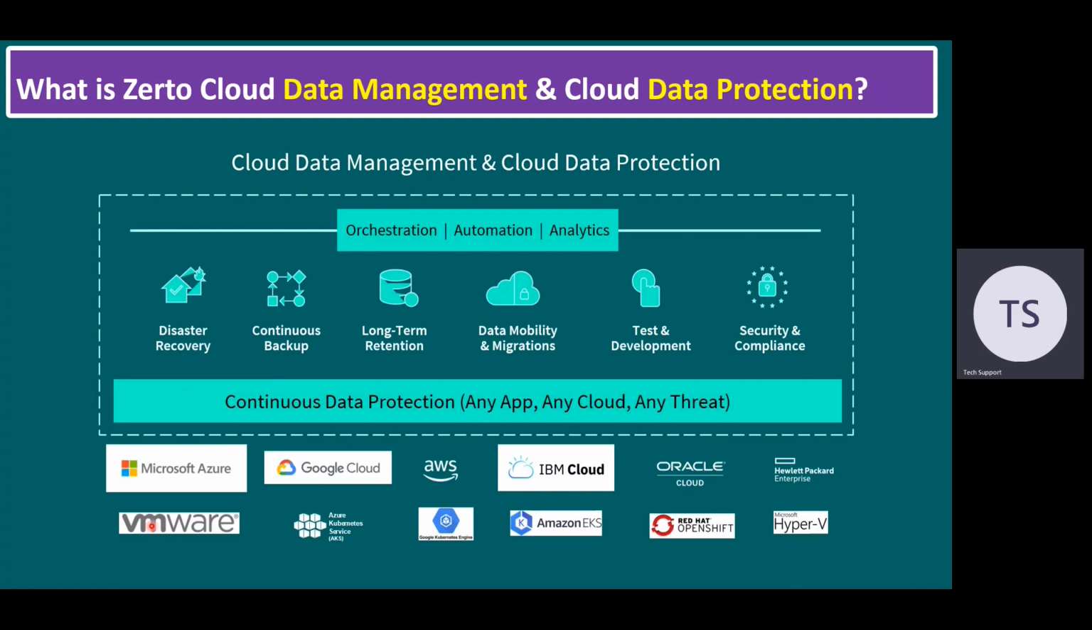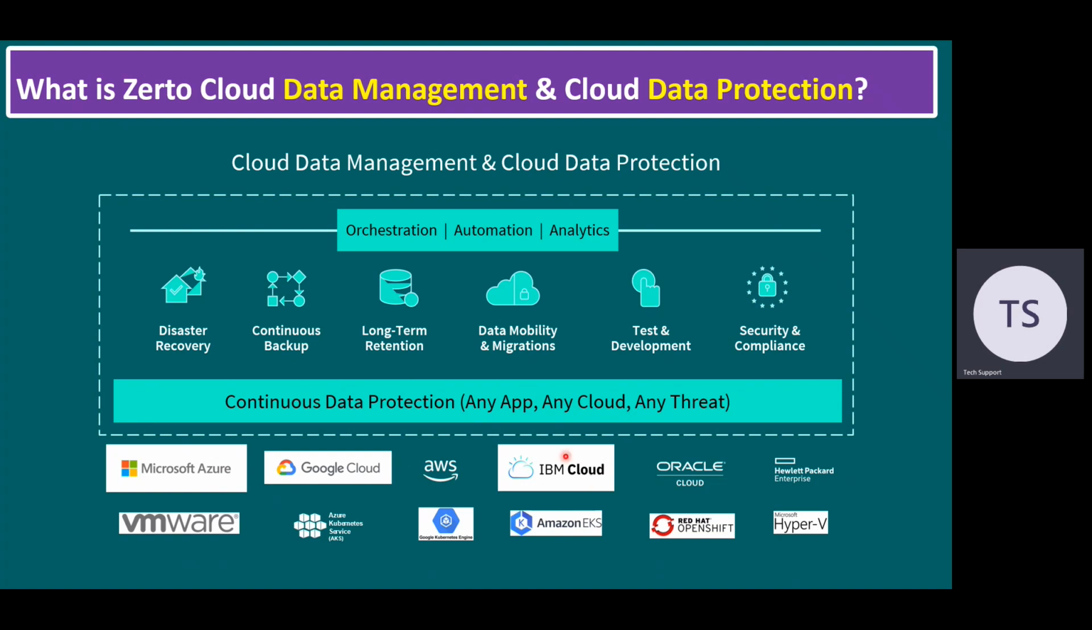Cloud data management and protection mainly involves continuous data protection. We provide continuous data protection by replicating our data from on-premises to the public cloud. In this session I showed you Azure. Similarly, our Zerto solution supports replicating data not only to Azure, but also to Google Cloud and AWS. These three are the popular public clouds.